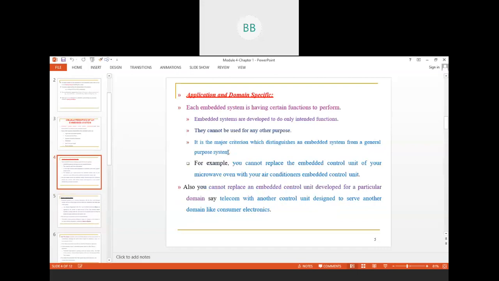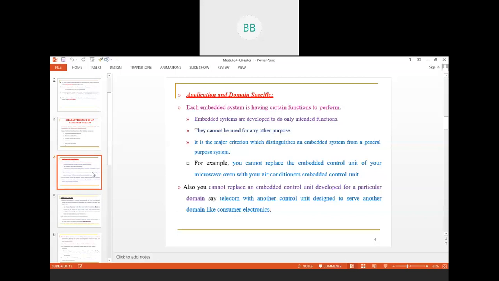The first one is application and domain specific. I told you the embedded system is made up of several units, and each of these performs a specific task. For example, take an example of a refrigerator. If the door is not closed properly, you hear a beep sound. This beep sound is generated by a unit to caution the user to close the door properly. The same unit that alarms the person cannot be used as a cooler to cool the refrigerator, because I have a separate unit for cooling the refrigerator.